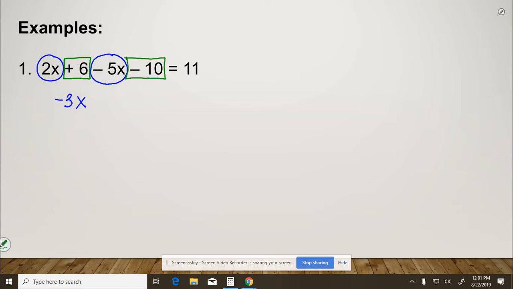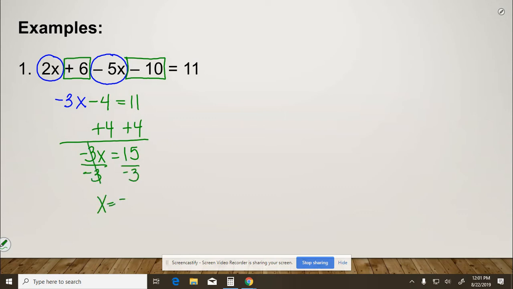Next, we can put together the positive 6, the sign stays with it, and negative 10. Positive 6 minus 10 is negative 4, resulting in my equation, negative 3x minus 4 equals 11, which is a two-step equation that you are very prepared to do. All right, so here we get rid of the constant, which is negative 4, by adding 4 to both sides. We get negative 3x equals 15. Then we get rid of the coefficient by dividing by negative 3. And we get a final answer of negative 5.